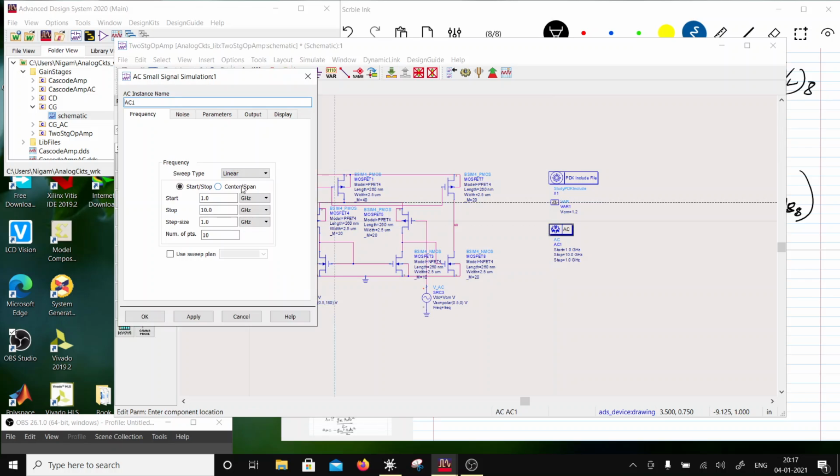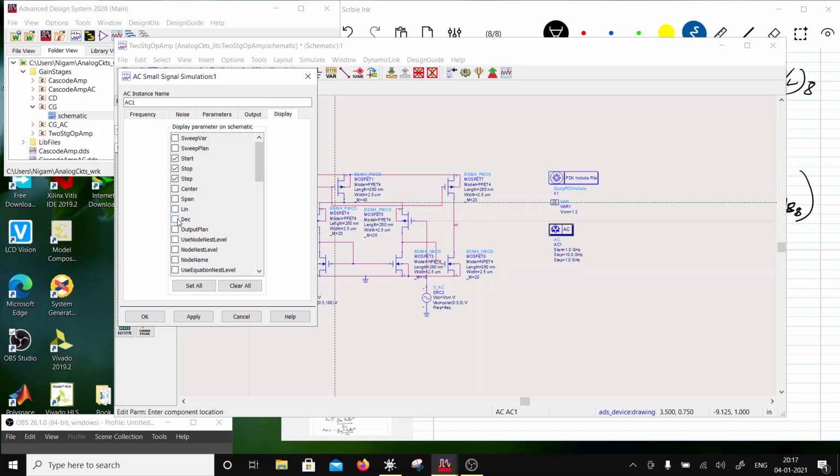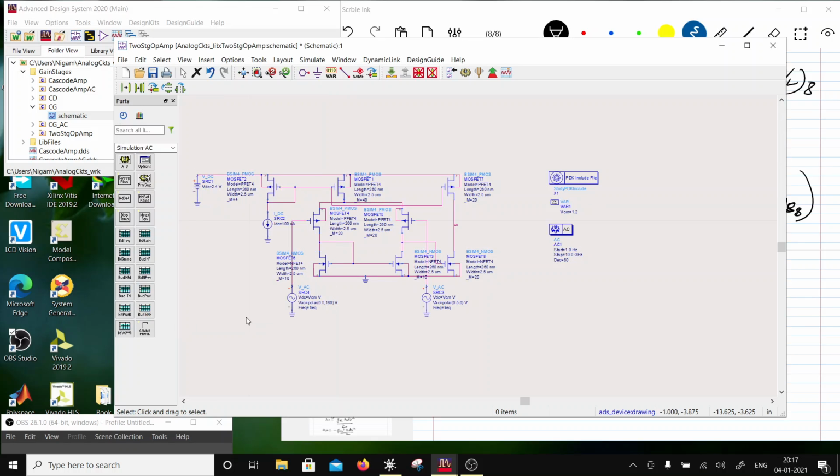Okay, and in this case I'm going to go from 1 Hertz logarithmic to 10 gigahertz, and I'm going to do 80 points per decade. In the display I'm just going to put this as that. Okay, so I'm doing 80 points per decade here. Now with this set I can just hit simulate, isn't it? Anything else? Everything looks okay to me.